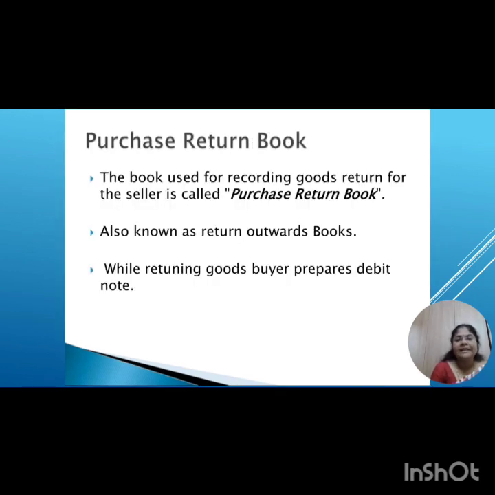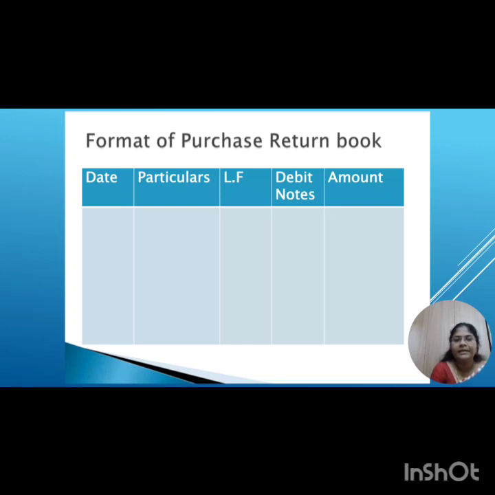Next one is purchase return book. Purchase return means when we purchased something, due to some reasons we send back those goods to the seller. That is called purchase return. Those returns alone will enter in the purchase return book. The book which is used to record the returns to the seller is called purchase return book. It is also known as return outward book. While returning goods, the buyer prepares a debit note. So this is the format for such a purchase return book: date column, particulars, ledger folio, debit note and amount.